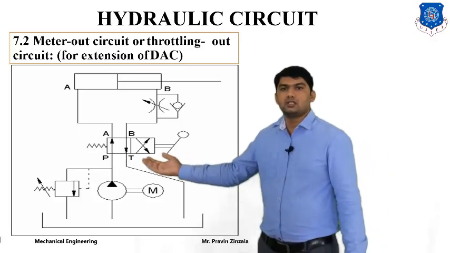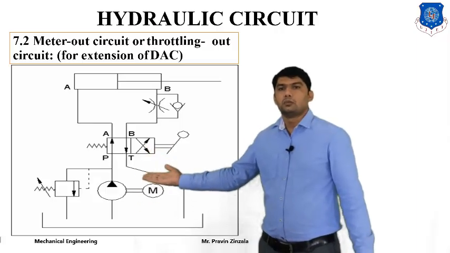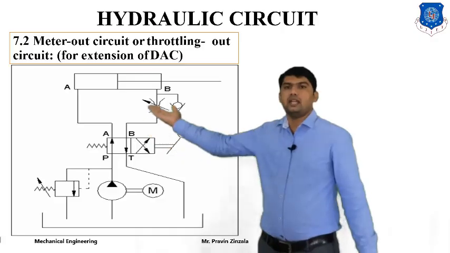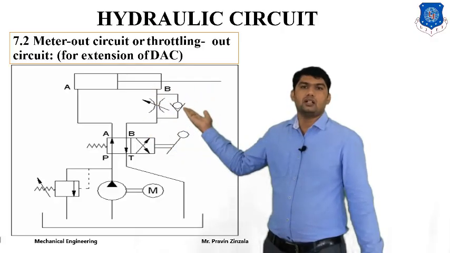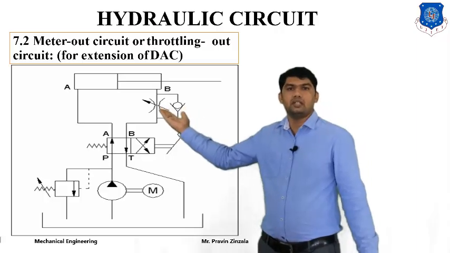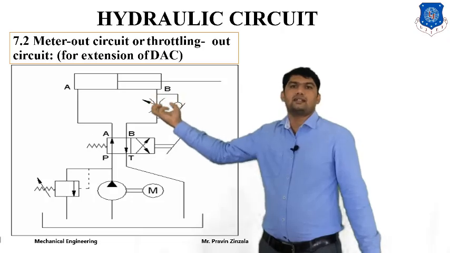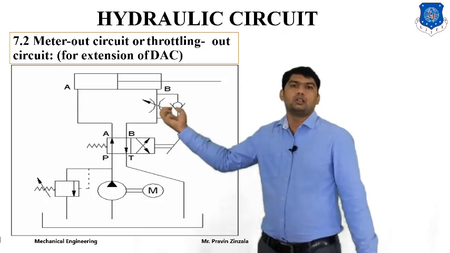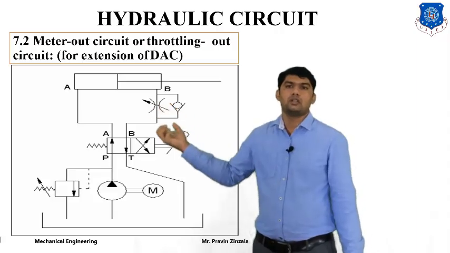In the first position, this is the 4x2 direction control valve. In the first position, fluid will be passed from the pump to A and A to the cylinder, and the cylinder will extend. So at the outlet, we can control the flow rate. This is the variable restricted flow control valve. What happens? The fluid will be restricted. So we can also control the motion of our rod or our piston.